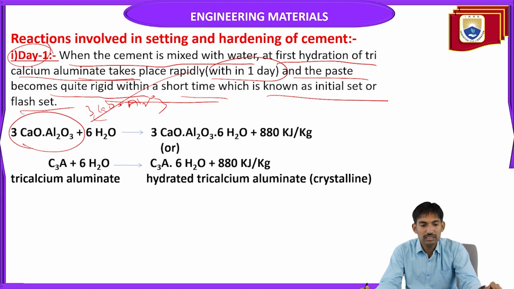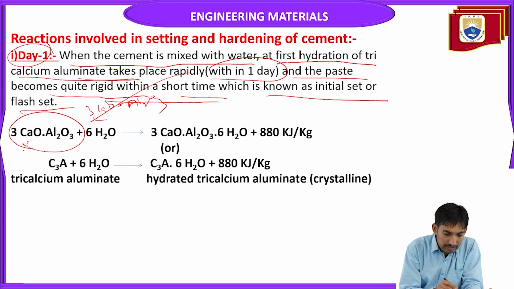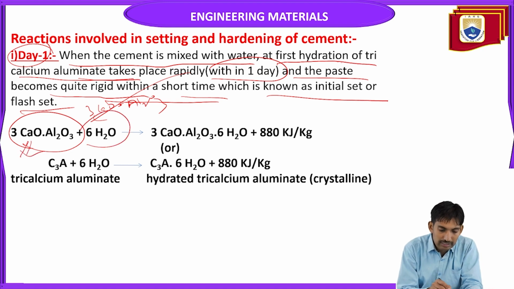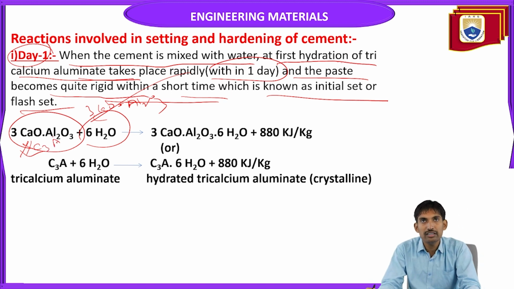Within a short time, when tricalcium aluminate reacts with water, it forms a quite rigid substance that is called initial set or flash set. Tricalcium aluminate, in short form C3A, reacts with water.